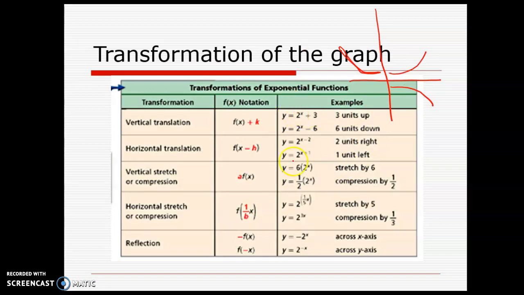Okay. This is just listing it again, and this is reflecting across the y-axis, which you didn't do before. That is what happens when you have the 2 to a negative x up here instead of the negative being out front. It's across the y-axis if it's up top, and the x-axis if it's out front.